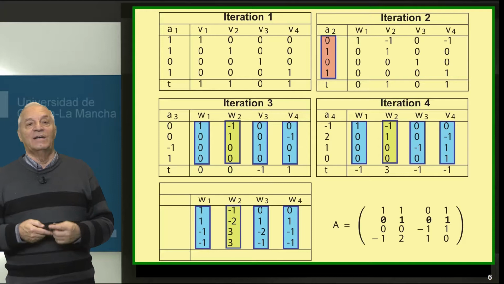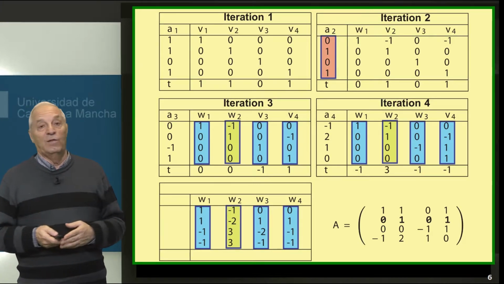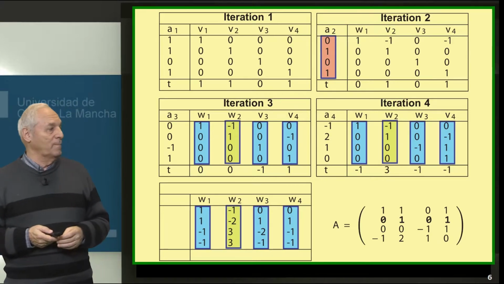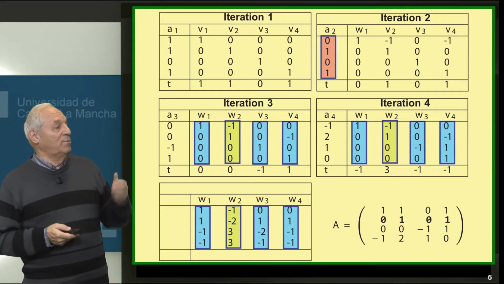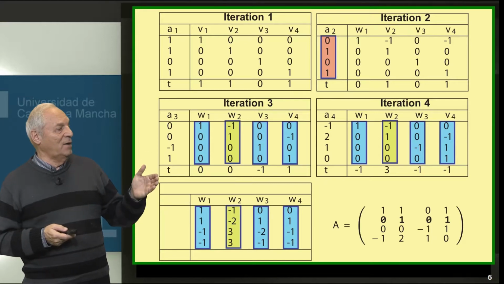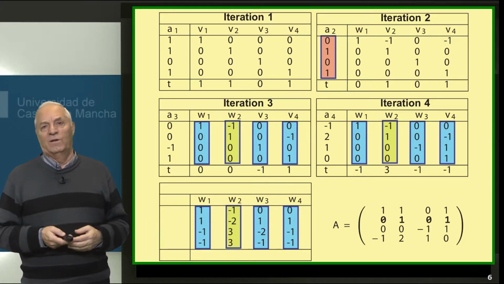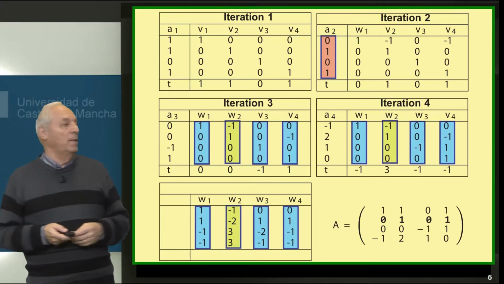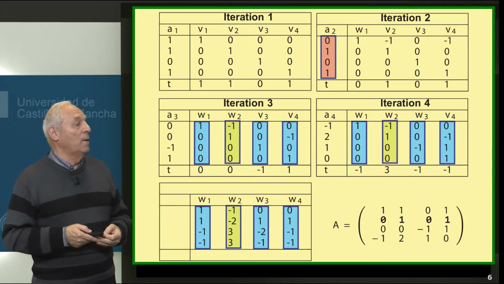Let's go to the case of the second vector a2, which we enter in the table. If in iteration 2 we enter the vector a2, the 0 1 0 1, and pivot, we get another matrix, and if we enter the vector a3 and we pivot again, we get another matrix in iteration 4, and if we enter a4 in iteration 4, we get another matrix, which gives us the final table.